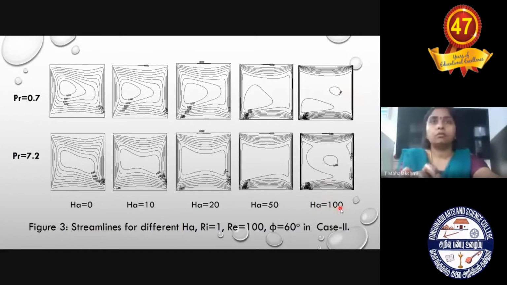So we can clearly see how the fluid motion is getting suppressed by increasing the magnetic field effect. For the fluid water, the fluid motion is getting suppressed by increasing the Hartmann number like this. See here, the fluid motion is very high, and it is getting slow because of the magnetic field effect. You can see the differences.